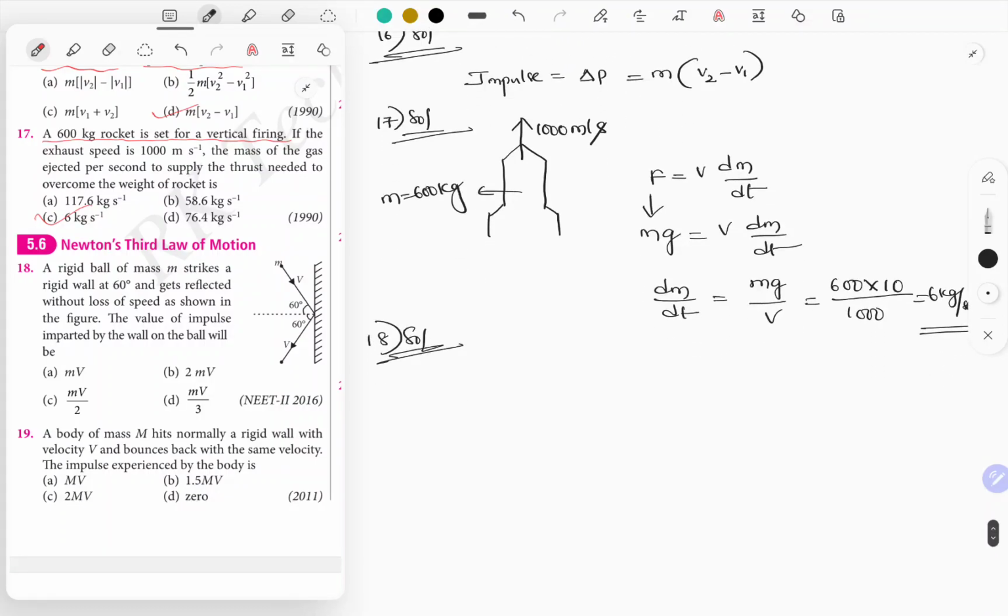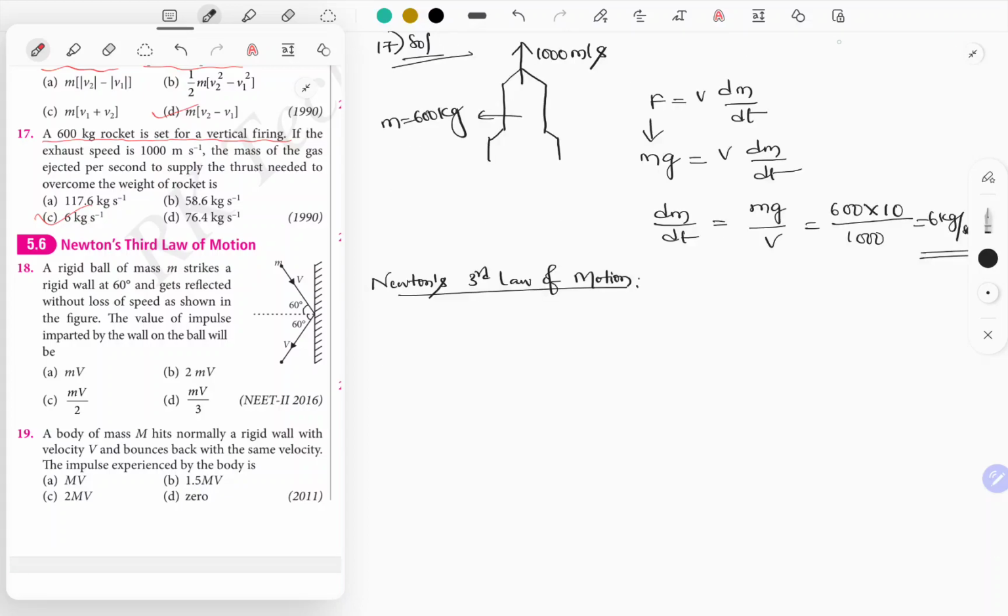Question number 18 is based on Newton's third law. So look at question number 18. What is Newton's third law? Newton's third law is: for every action there will be an equal and opposite reaction, right? Okay, let us see.